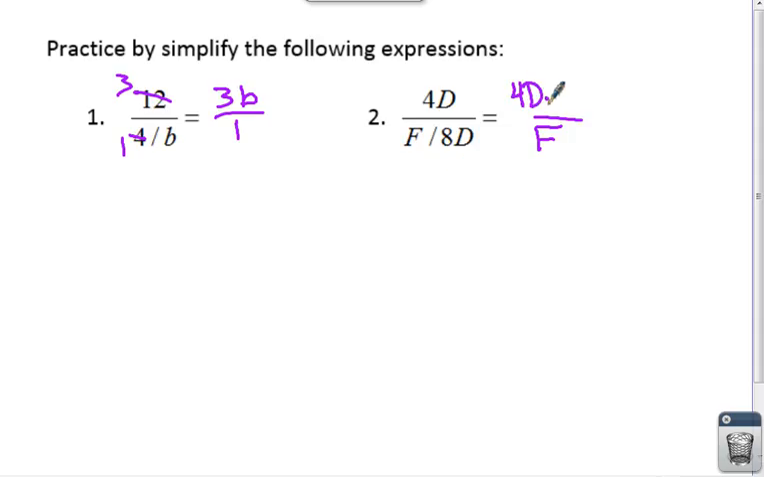So we'd have 4d times 8d, which is 32. What happens to the d's? They're multiplied, so that's d times d, or d squared. D squared, for those of you who don't think that's funny.